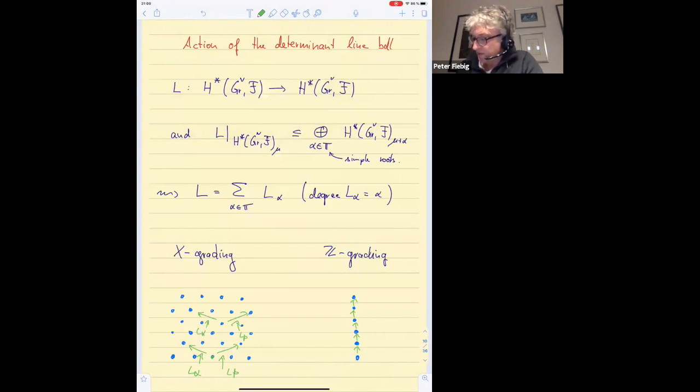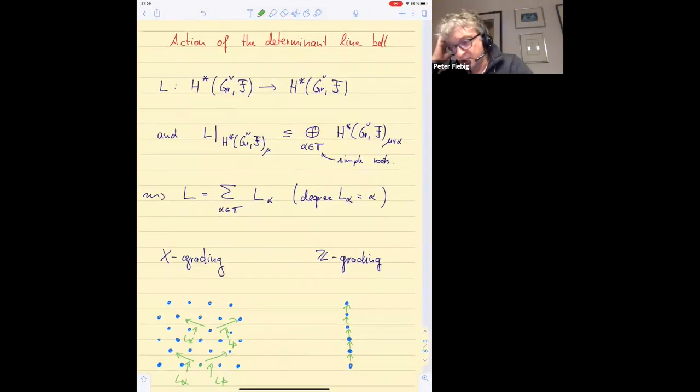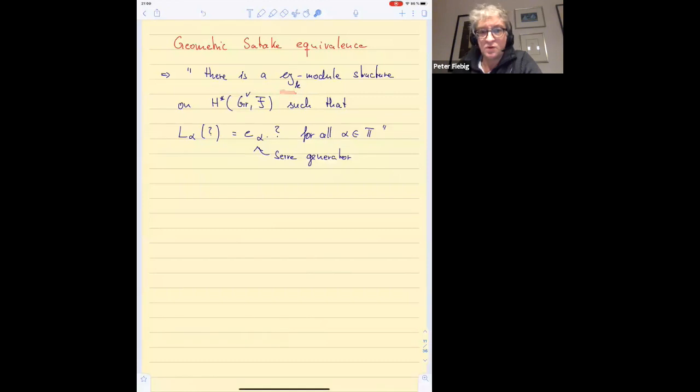So the geometric Satake equivalence is a statement that is much stronger than what I'm saying here, but it implies that there is a structure of a G_K module, where G_K is used to construct the affine Grassmannian over K. So this acts on this hypercohomology, such that these L alpha components of this operator L correspond to these Serre generators of the Lie algebra g_K, for all simple roots.